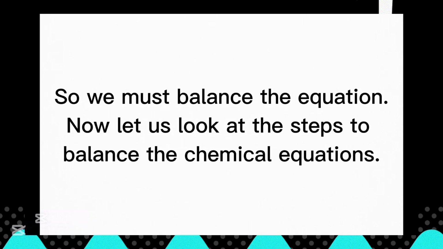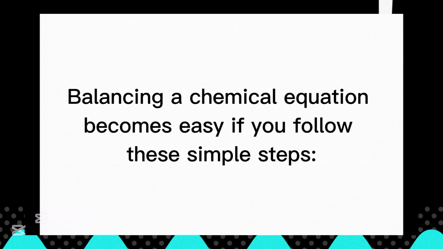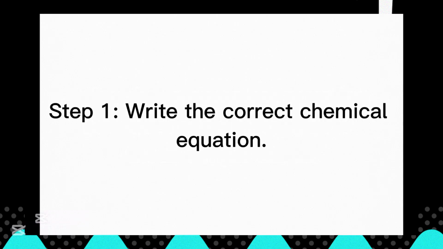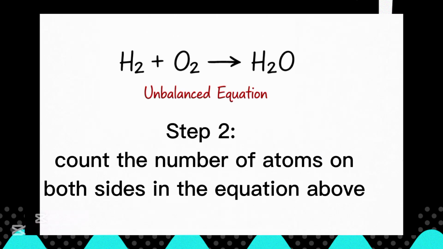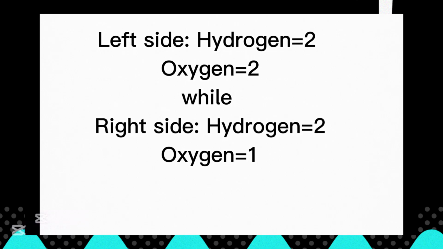Now let us look at the steps to balance a chemical equation. Balancing a chemical equation becomes easy if you follow these simple steps. Step 1. Write the correct chemical equation. For example, H2 plus O2 giving us H2O. Step 2. Count the number of atoms on both sides. In the equation above, on the left side of the reaction, hydrogen is 2, oxygen is 2. On the right side of the equation, hydrogen is 2, oxygen is 1.